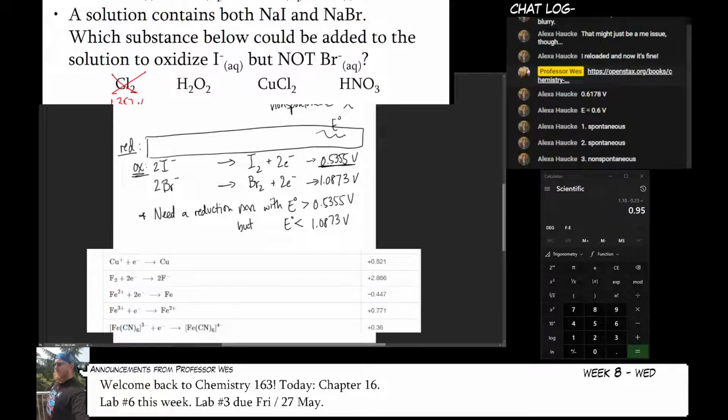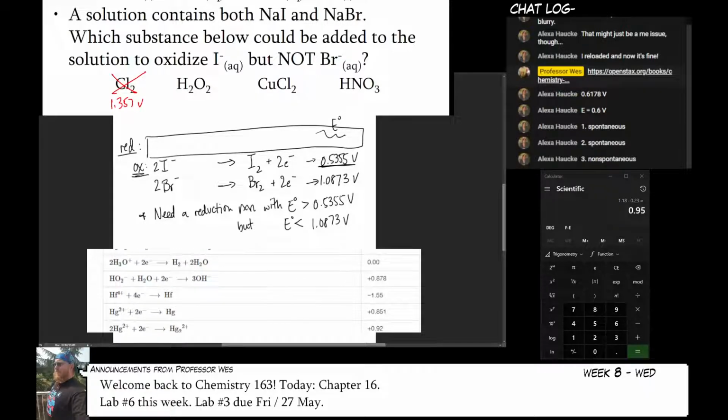Oh, and I can also do this so we can see that. Alright, so now I gotta find peroxide. Did I get it on the screen there? I scrolled past it, didn't I? Alright. Peroxide can be reduced in the presence of acid to water, and its voltage is 1.776. That's too big.